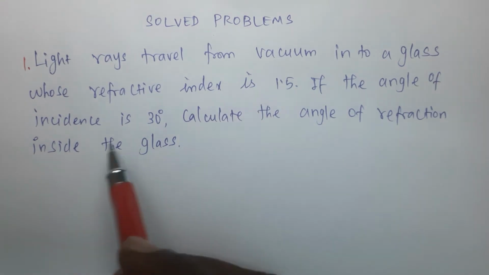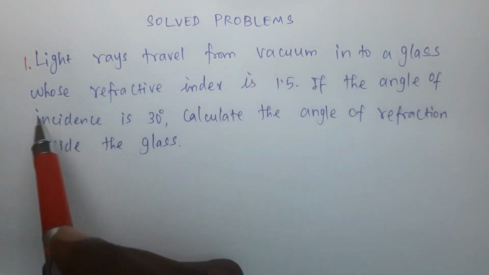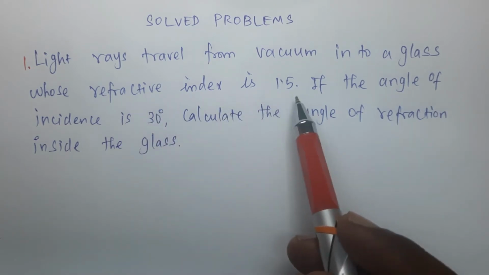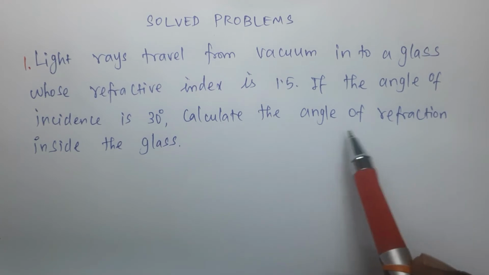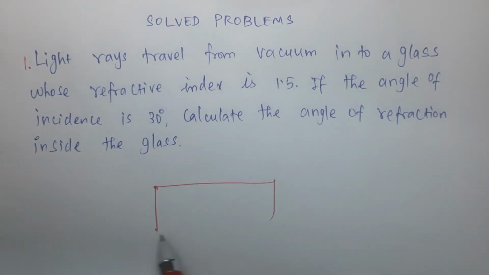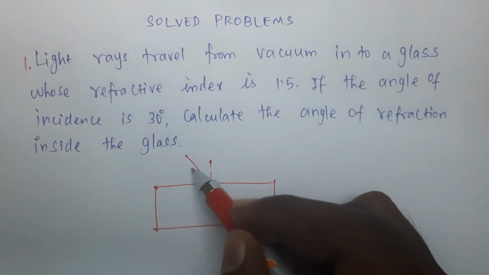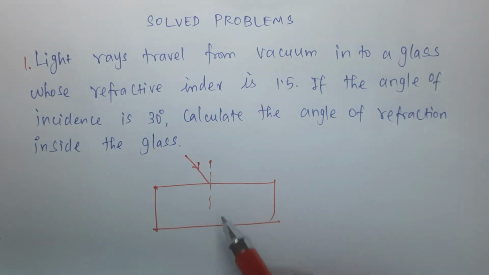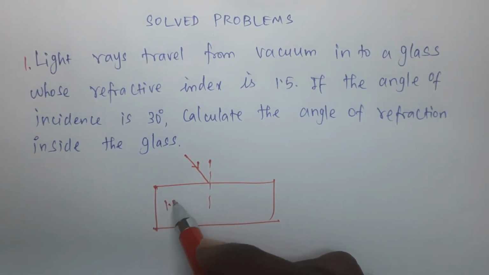Next, solved problems. Question number 1. Light rays travel from vacuum into a glass whose refractive index is 1.5. If the angle of incidence is 30 degree, calculate the angle of refraction inside the glass. Let us consider this is glass. This is the normal line. The incident light rays travel from vacuum to glass. The refractive index of glass is 1.5.